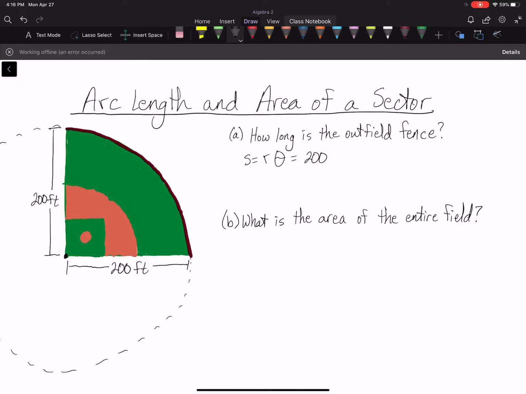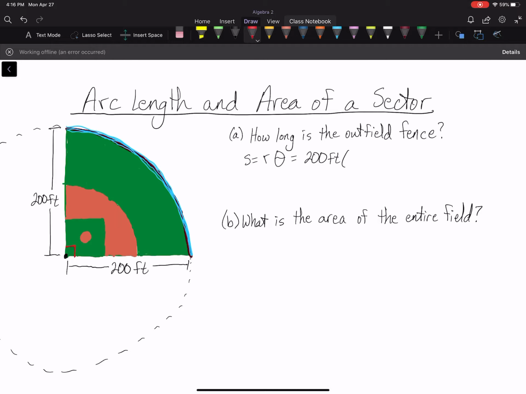And understand what we're finding here. We're finding the distance of this fence right here. This is called the arc. And we're finding the length of this arc right here. So we plug in 200 feet times theta. Now, theta is my angle. That's the center, the central angle. So my angle right here is 90 degrees.